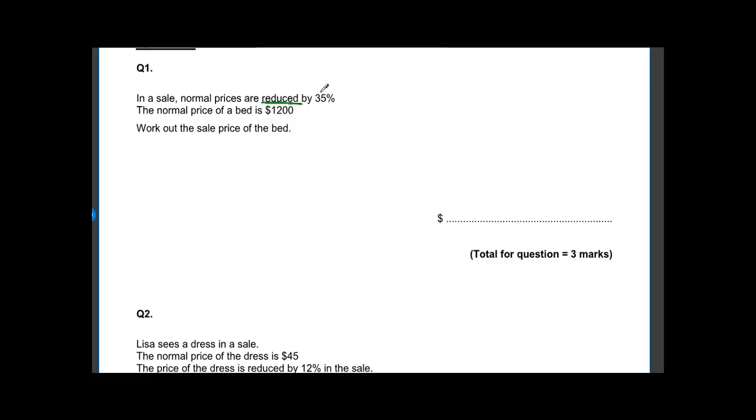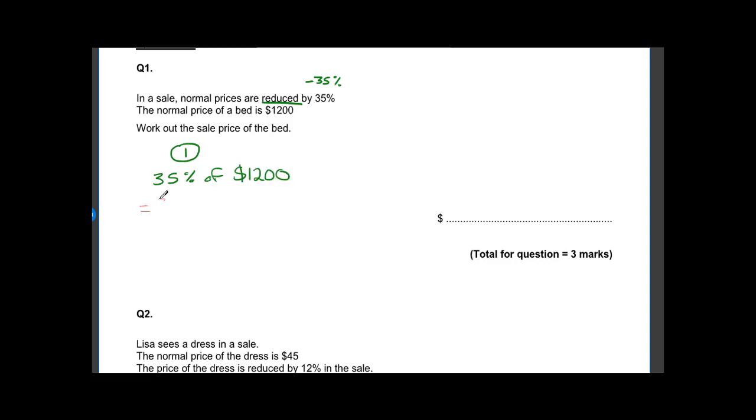Anyway, in a sale, normal prices are reduced by 35%. Straight away, that means minus 35 because we're going down, reduce. The normal price is $1,200. Work out the sale price. Alright, a couple of ways you can do this. First way, you can say 35% of $1,200.